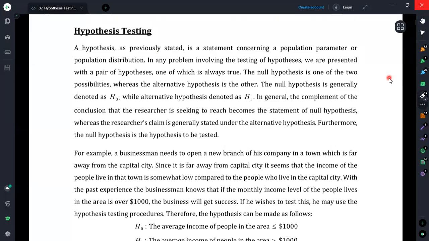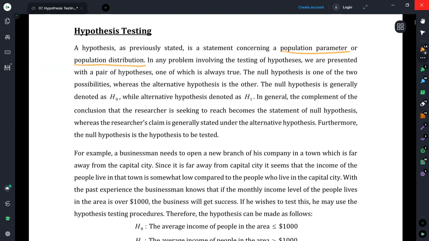In this session, we will discuss hypothesis testing. First, we'll see what is actually meant by a hypothesis. A hypothesis is a statement concerning a population parameter or population distribution. Here, as the hypothesis, we are commenting on a population parameter, or we are just commenting on the population distribution.